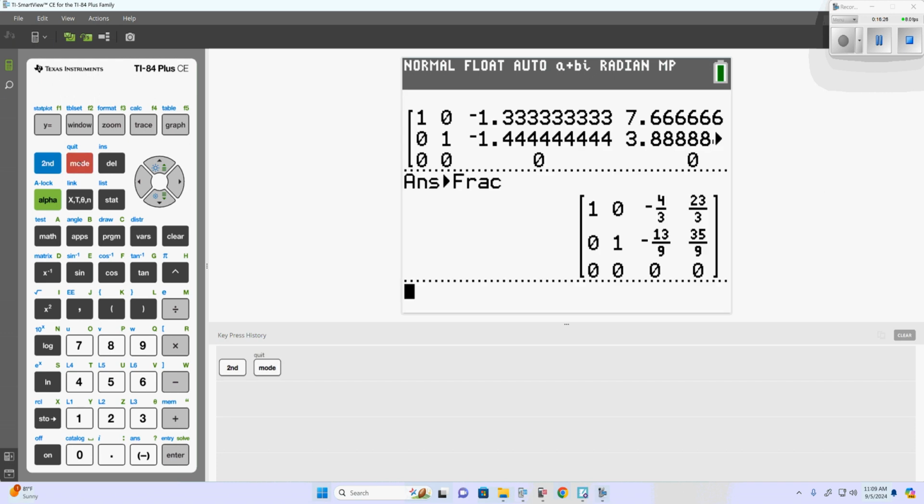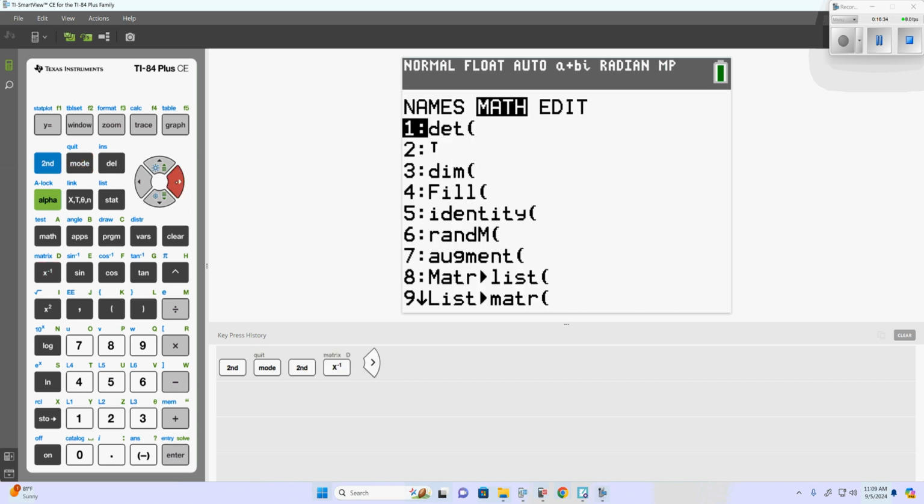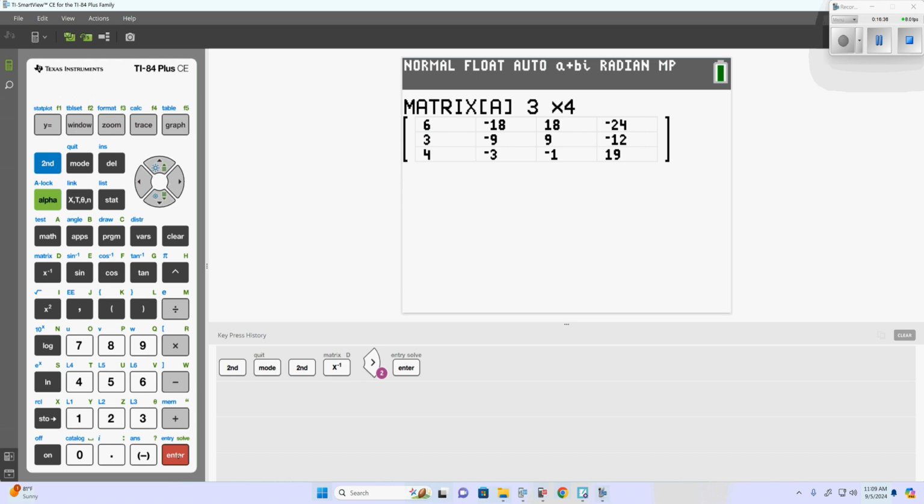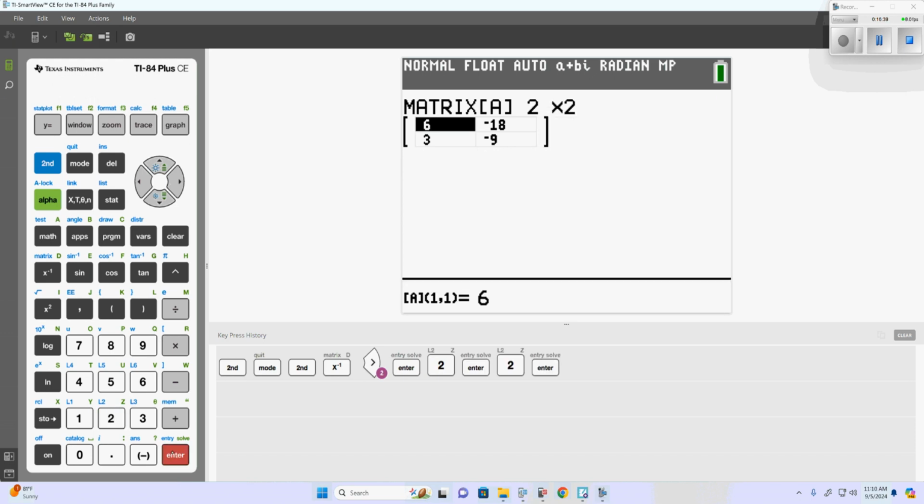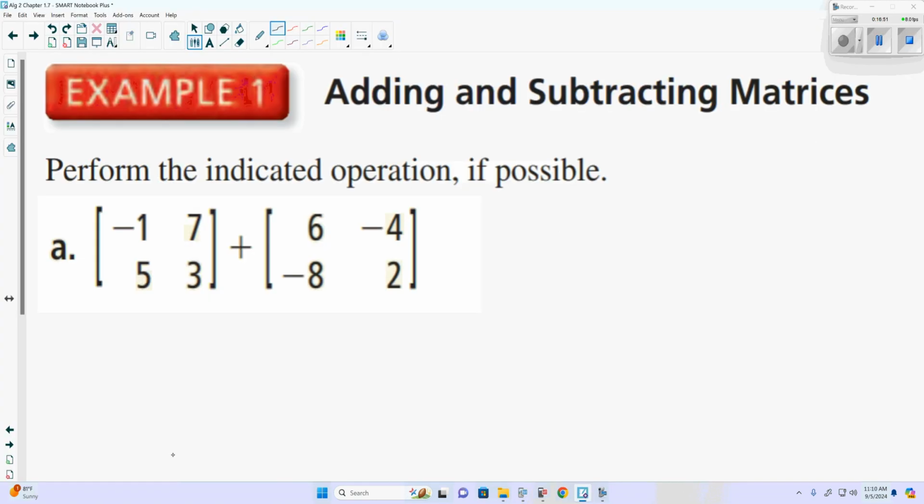Now the calculator can do matrices, yes? So for the next one, what I can do is go second, matrix, over to edit. The first matrix that we have for this is a 2 by 2. Negative 1, 7, 5, 3. So we see this one here? That's A, the problem number.